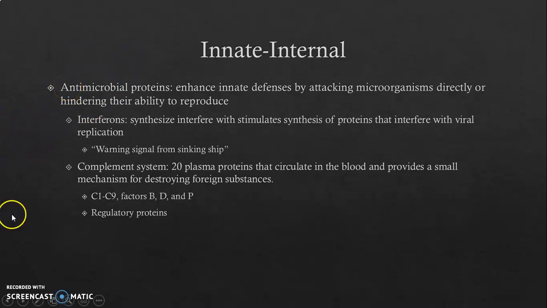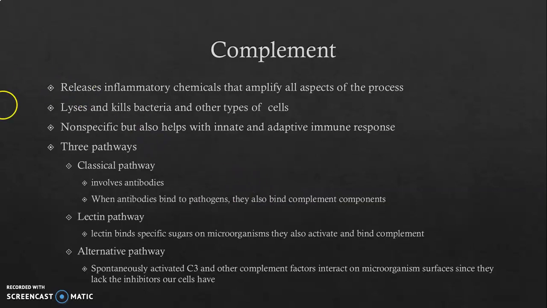It completely dies. Another type is complement, and there are 20 plasma proteins that circulate in the blood and provide a mechanism for destroying foreign substances. These are the C1 through C9, factors B, D, and P, and regulatory proteins. Complement releases inflammatory chemicals that amplify all aspects of this whole process. They lyse and kill bacteria and other types of cells. They're non-specific, but they also can help with innate and adaptive immune systems.